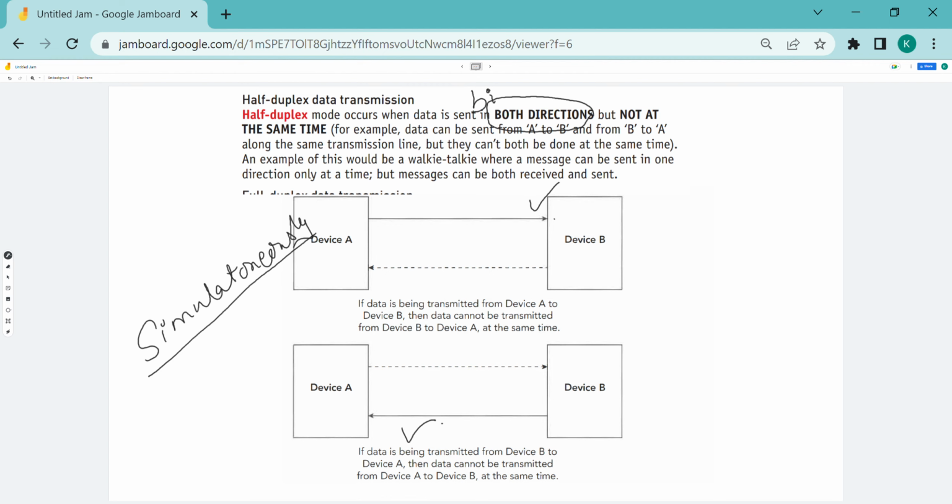So we had an example of a walkie-talkie, that on a walkie-talkie, one device is communicating the signal, then the sender says over, and then the other device can send signal, and vice versa.